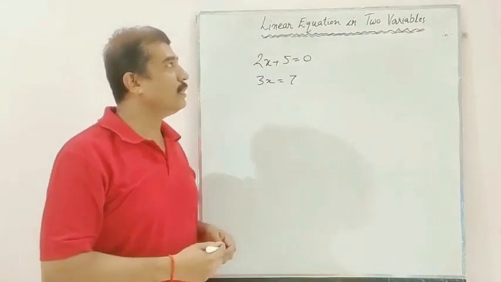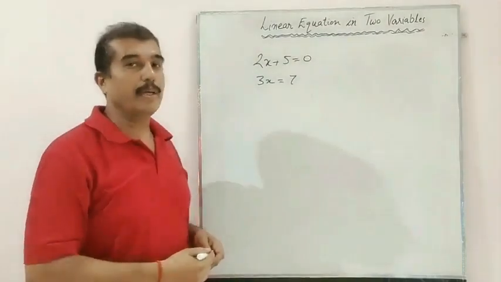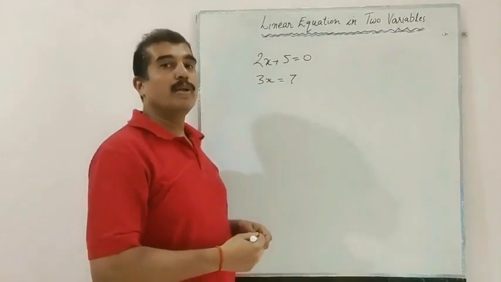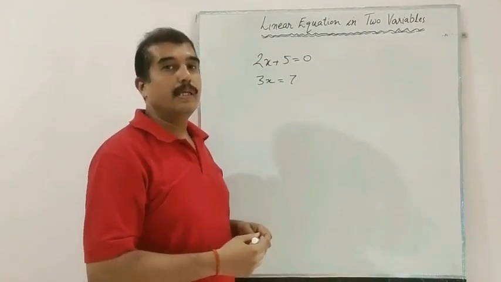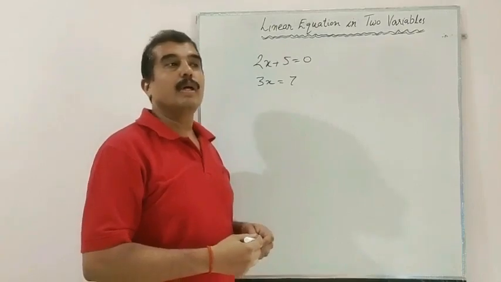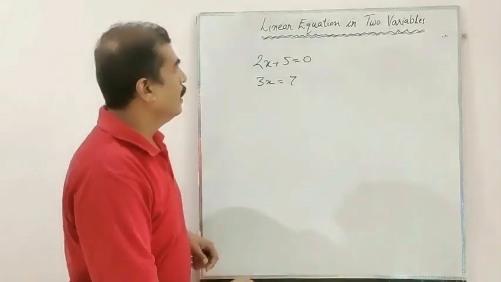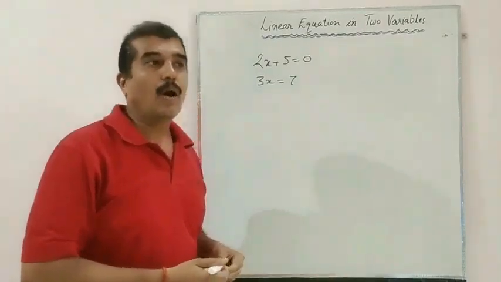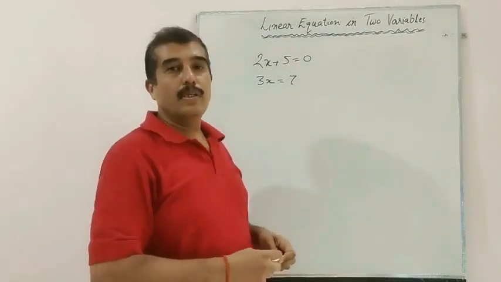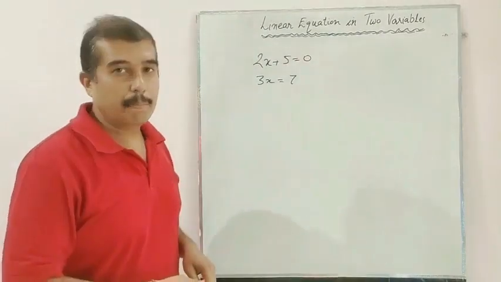Now this year we will be studying linear equations in two variables. There might be involvement of x, y, there might be involvement of a as well as b, there can be involvement of any two different variables. Let us see how we can represent a linear equation in two variables. Let us take an example.